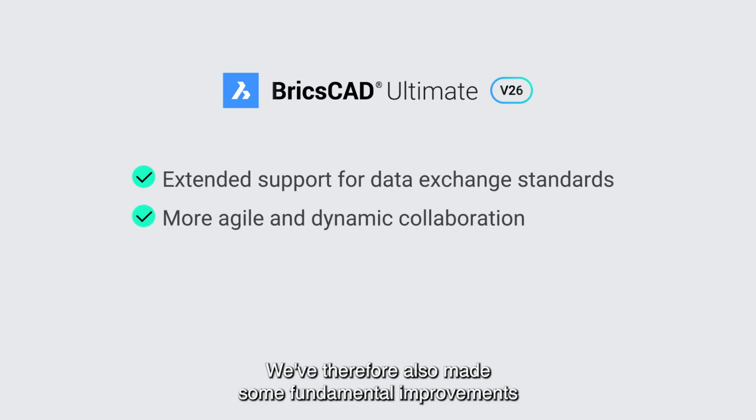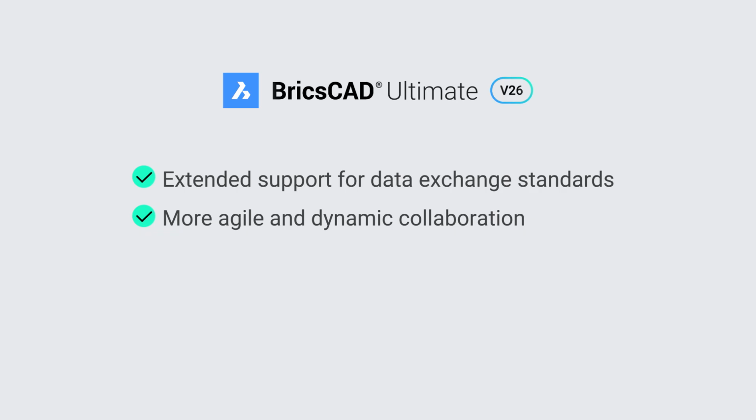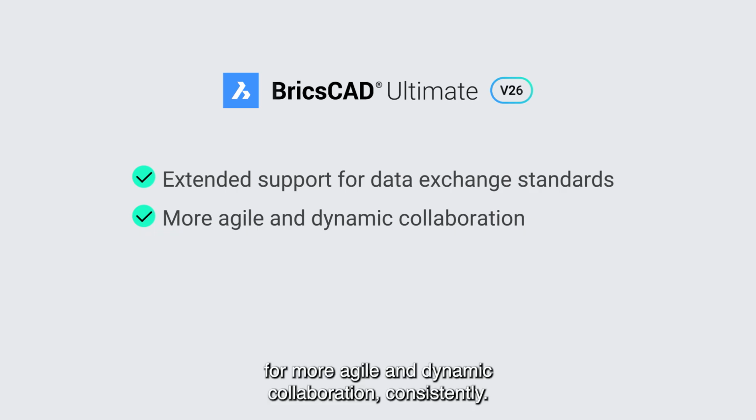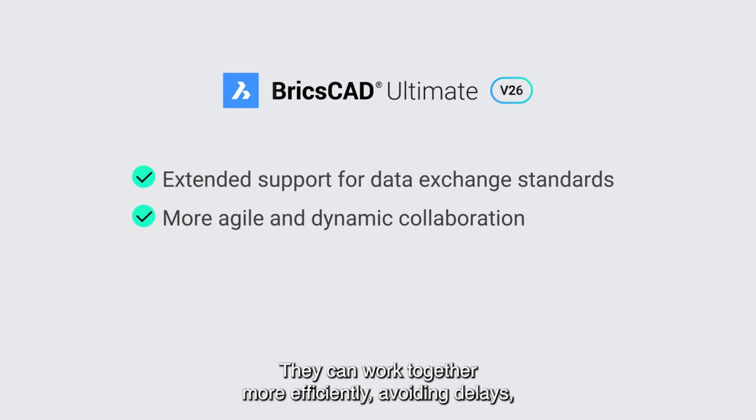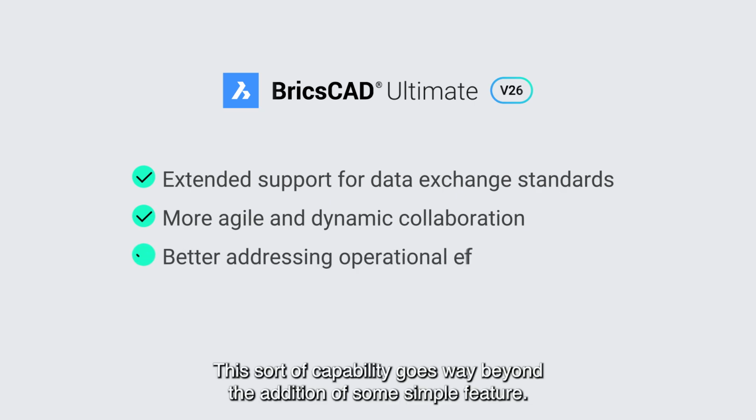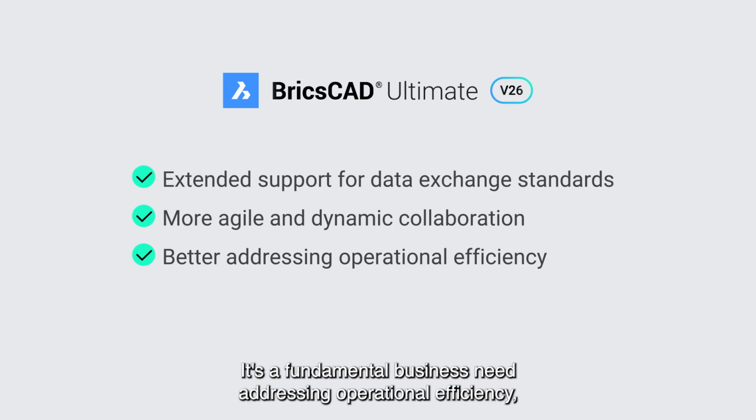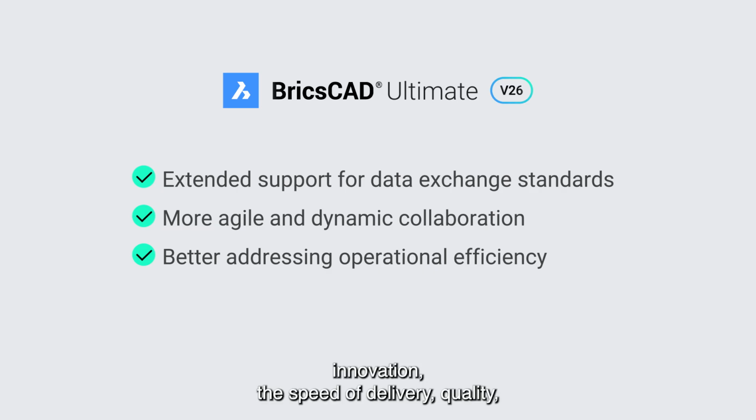We've therefore also made some fundamental improvements to our project collaboration capabilities. It's all about bringing people and data together for more agile and dynamic collaboration consistently. They can work together more efficiently, avoiding delays and mistakes, as well as supporting transparency, compliance and accountability. This sort of capability goes way beyond the addition of some simple feature. It's a fundamental business need addressing operational efficiency, innovation, the speed of delivery, quality, and much, much more.